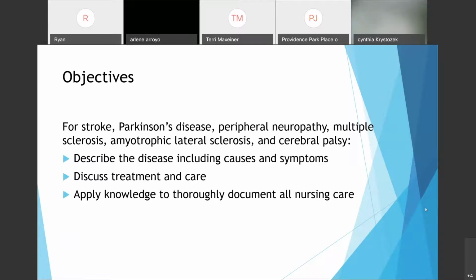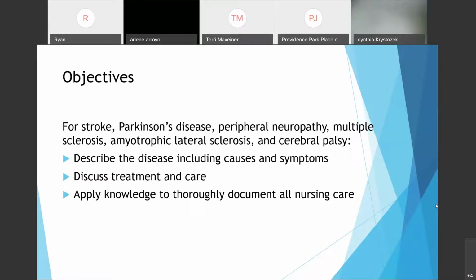Okay, so these are our objectives. So we're going to be talking about several different neurological disorders: stroke, Parkinson's disease, peripheral neuropathy, multiple sclerosis, amyotrophic lateral sclerosis, and cerebral palsy. And the reason that we're talking about these specifically is because they all factor into the nursing case mix index and the non-therapy ancillary case mix index with the PDPM model.